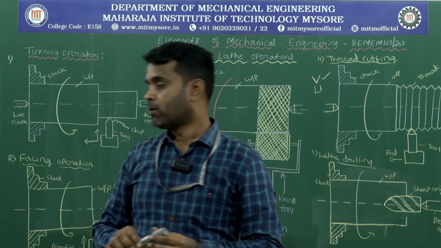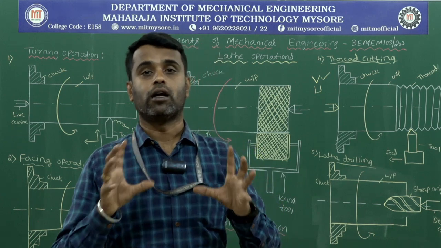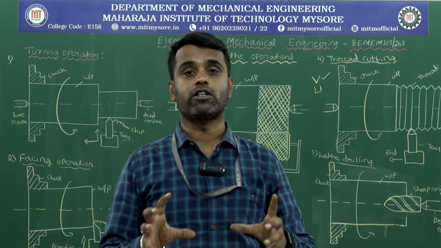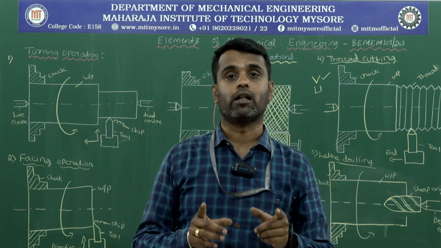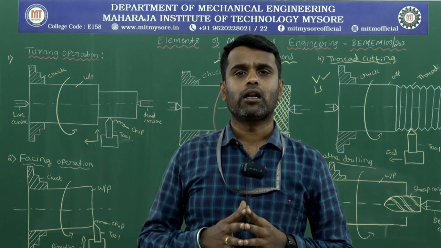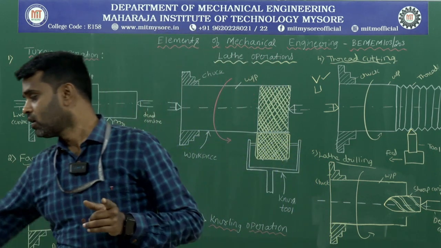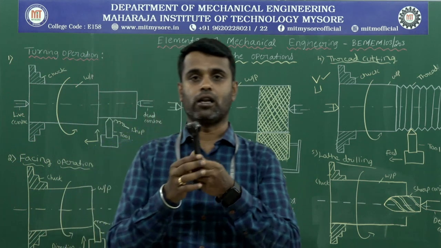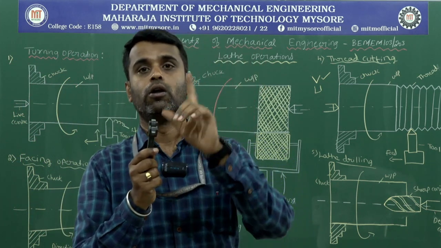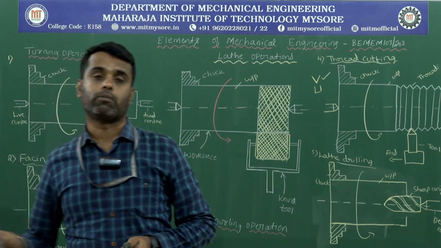Knurling is a machining operation used to produce a rough surface or diamond shaped pattern or serrated surface on the workpiece material. This knurling operation is basically carried out with the help of a special tool called the knurling tool. Okay, this is the knurling tool. By using this knurling tool, we can produce a rough surface on the cylindrical workpiece material.